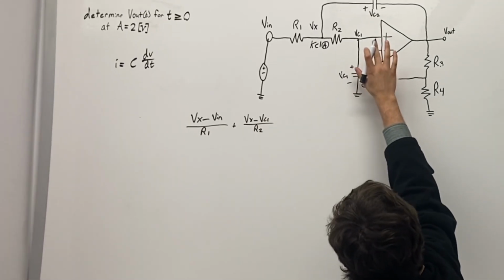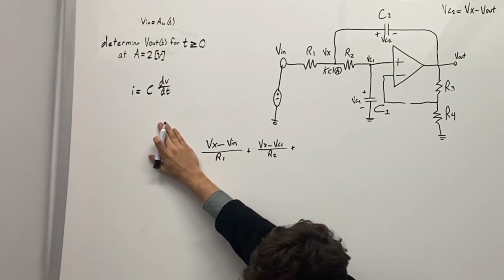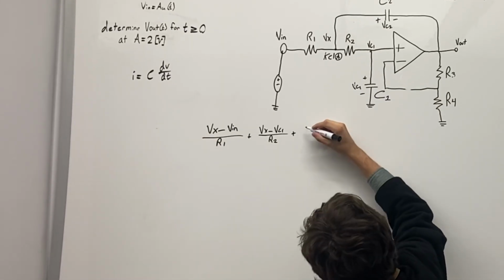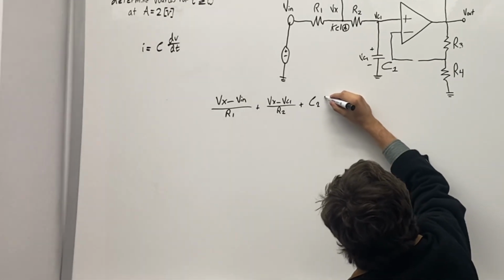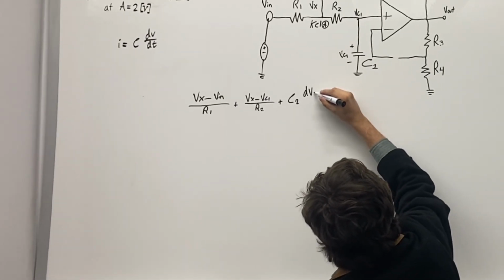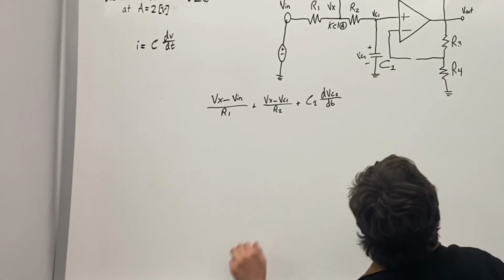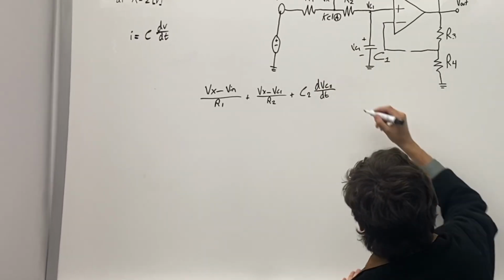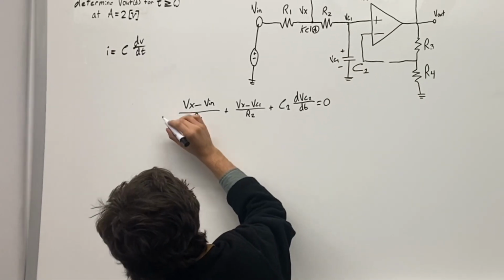Now here we will need to take the differential. And if we see from the formula over here, and it should be on your formula sheet, it's going to be the capacitance value times the derivative dVc2 over dt. And that's going to be the current going through that node. So that would be our KCLA.